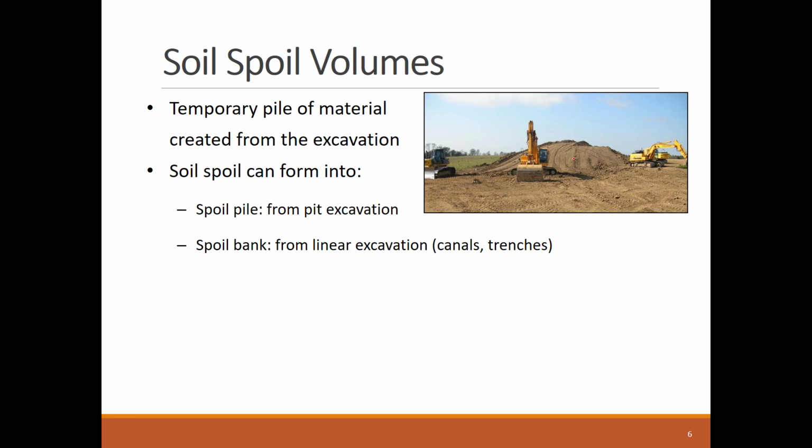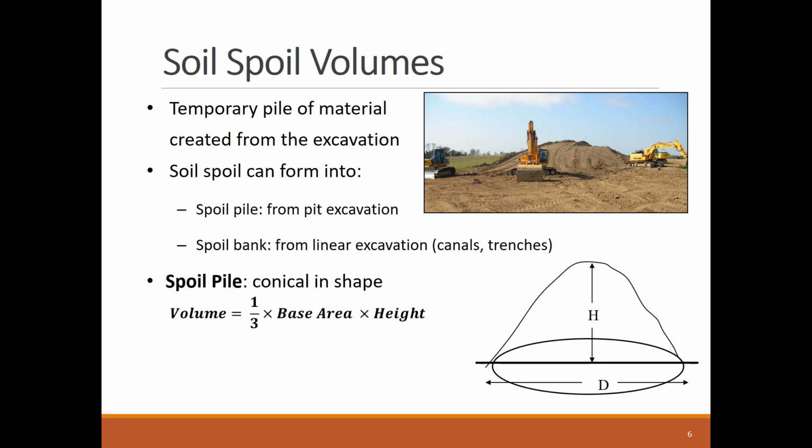If the excavated soil is not loaded right away and hauled off-site, it will form soil spoils that will take up valuable site space that needs to be calculated. The soil spoil can take the shape of a pile or a bank, depending on the excavation operation. Spoil piles form beside pit excavations and they take the shape of a 3D cone. So its volume is calculated using the shown formula as a third of the base circular area multiplied by the height of the cone.